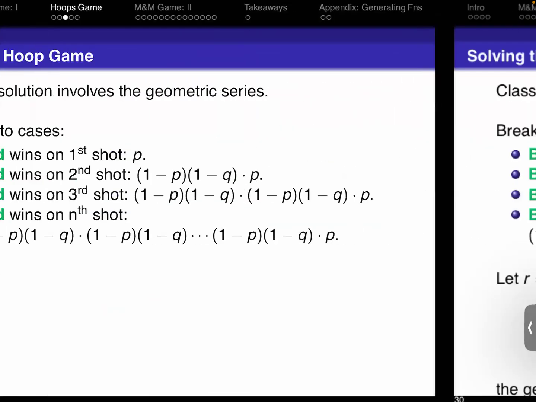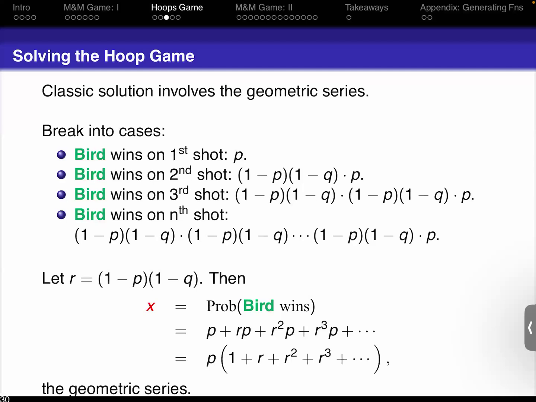I'm not going to go through in as much detail as before, where the probability he wins on the first shot is P, and then on Bird's nth shot, he and Magic have to have n-1 misses, and then it has to end with Bird with a success. So if we let R be the probability that they both miss one after the other, 1 minus P times 1 minus Q, we get the geometric series formula. So the probability Bird wins is P times 1 plus R plus R squared plus R cubed and so on. So if you remember the geometric series formula, you're done.